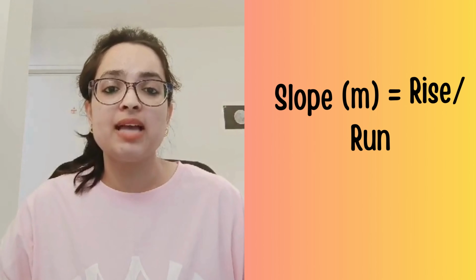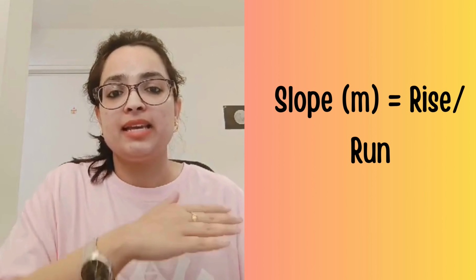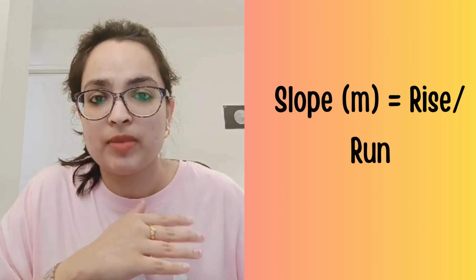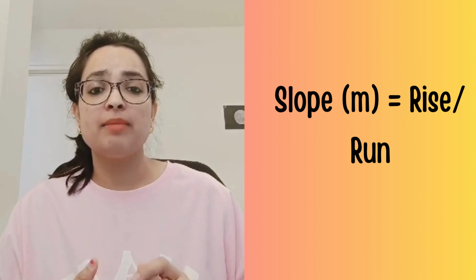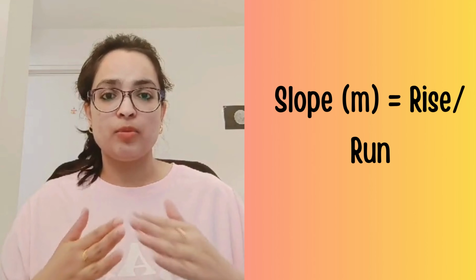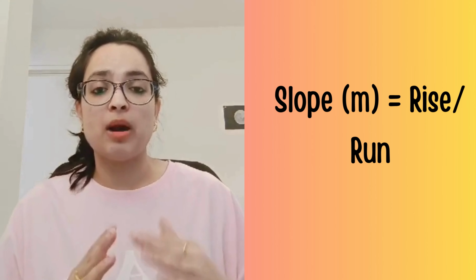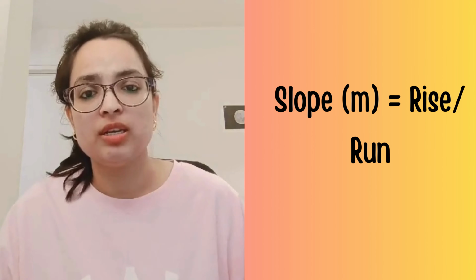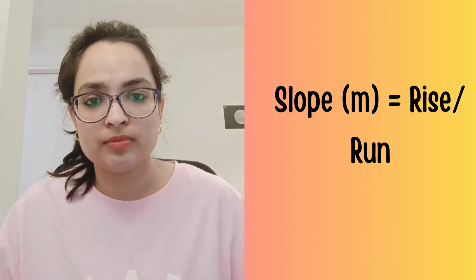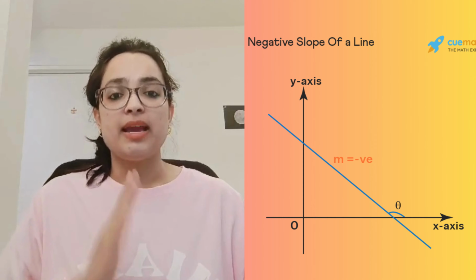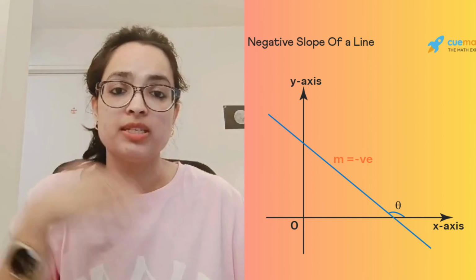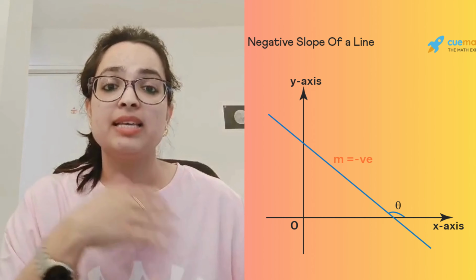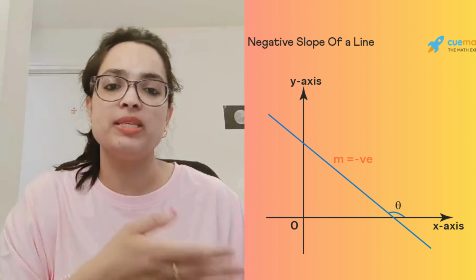Now rise is the amount of the rise that the line has taken place from its original position. How much the line has risen, as the word suggests. Run is the amount of change in the position from the original point for that line. Now in this figure, as you can see, in a negative slope there is no rise at all. The line is actually going downwards, it's tilted downwards. Therefore the rise is negative, and hence the slope is negative.